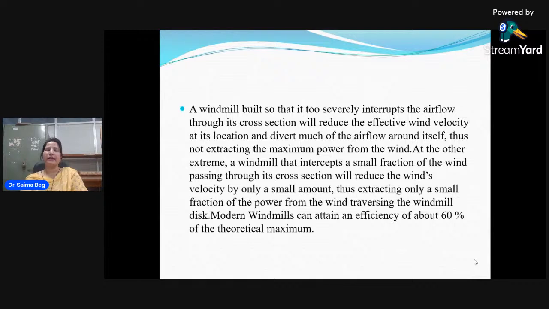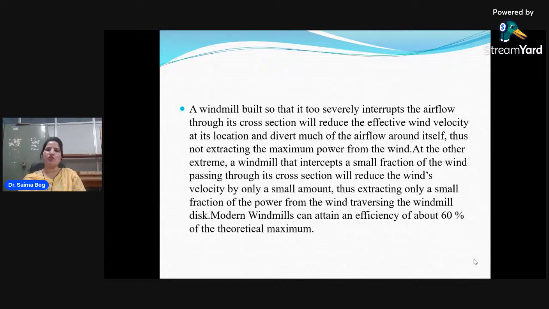Next is the power of the wind. The power of the wind is proportional to the cube of the wind speed. The kinetic energy of the air mass is proportional to V squared, and the amount of air mass moving past a given point is proportional to the wind velocity.